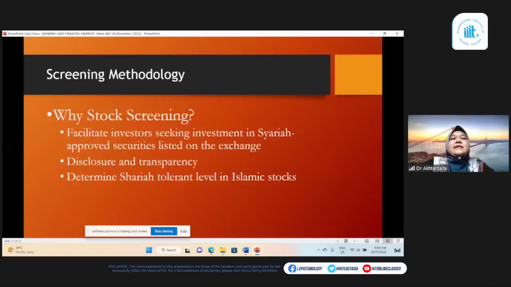Why do we need stock screening? To facilitate investors seeking investment in Sharia approved securities listed on the exchange, disclosure and transparency, as well as to determine the Sharia tolerance level in Islamic stocks. How much tolerance do we have on some of the elements which seem not compliant to the Sharia, right?